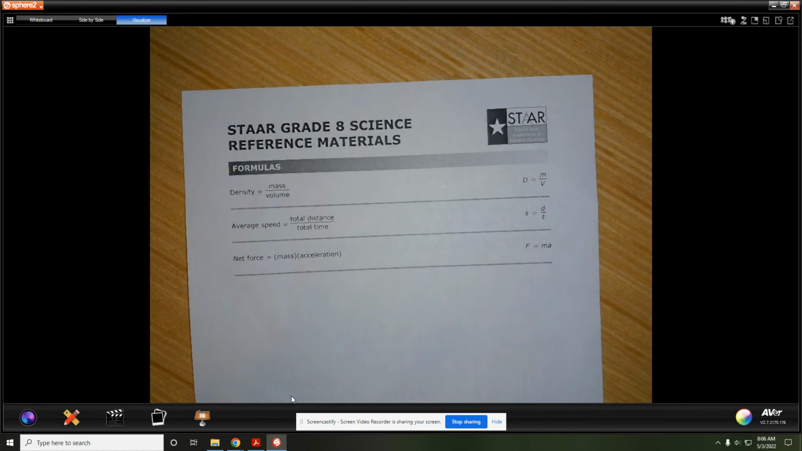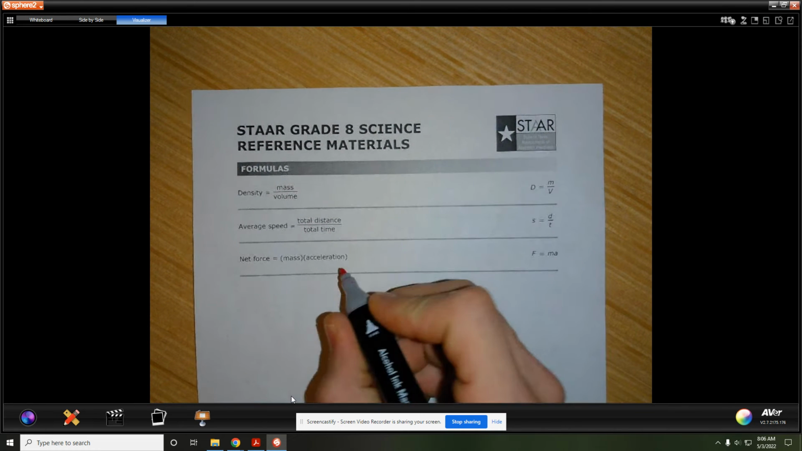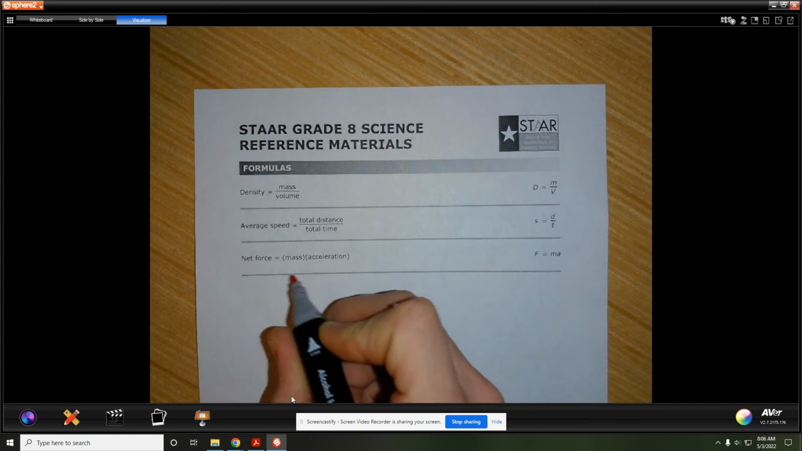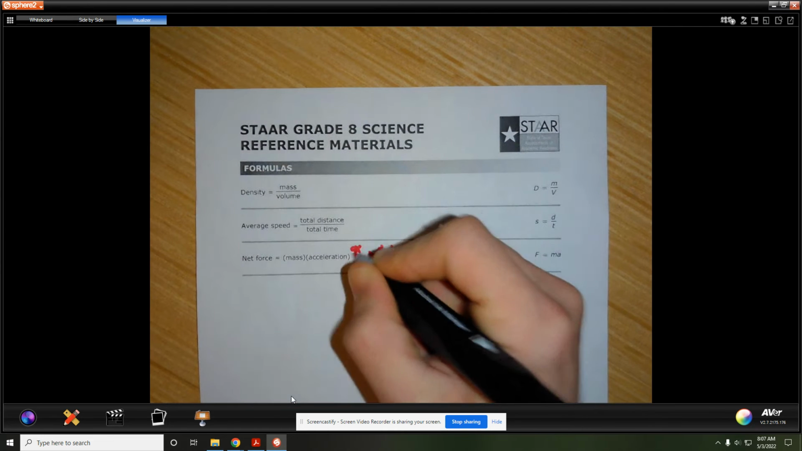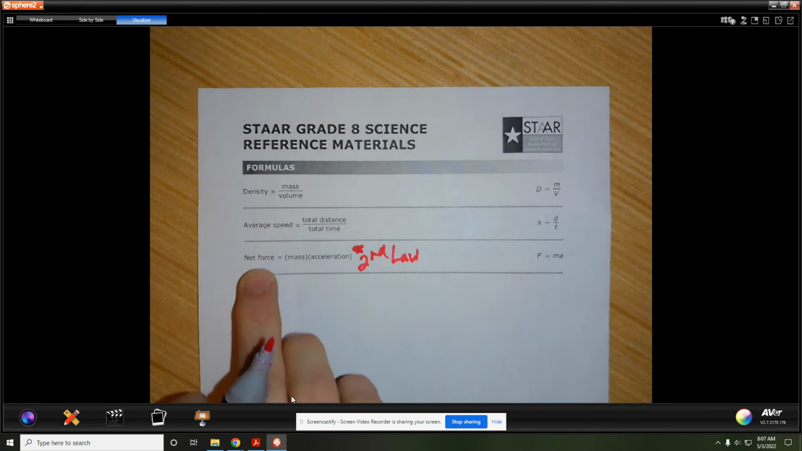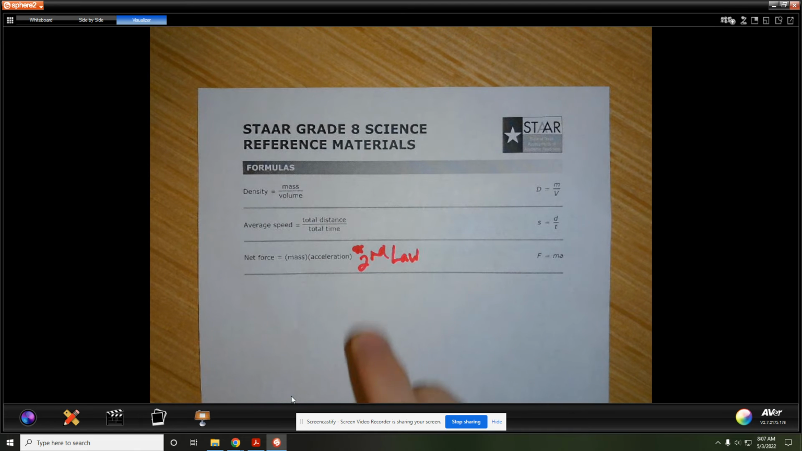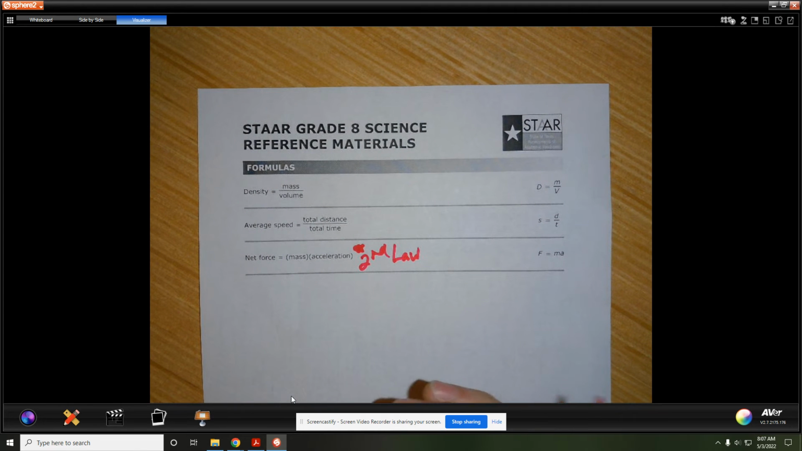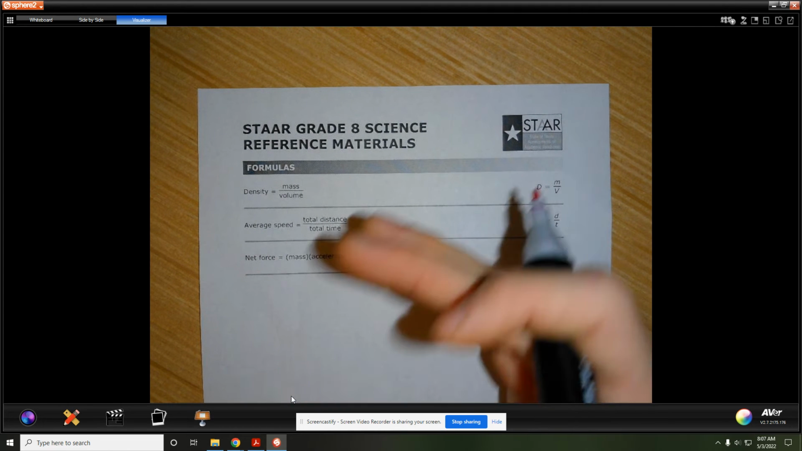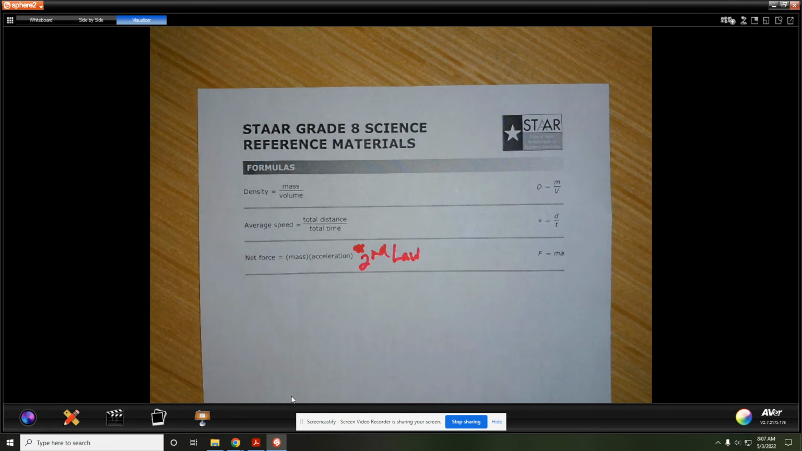A good thing to do when you get this is go ahead and identify that force equals mass times acceleration. This is going to be the second law. So the second law of motion is a relationship between force, mass, and acceleration. So it's a really good thing to tell yourself that that is the second law, so you can differentiate between the law of inertia, which is the first, and the law of action and reaction, which is the third.